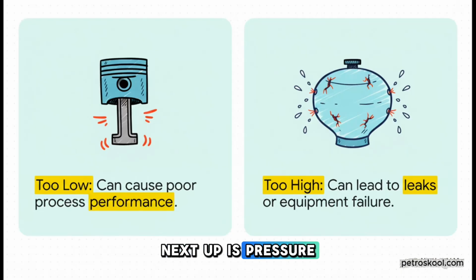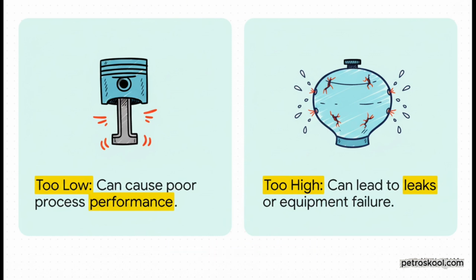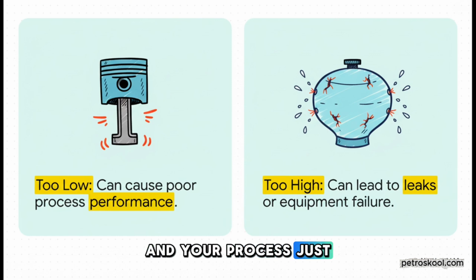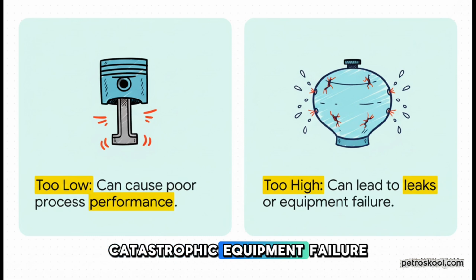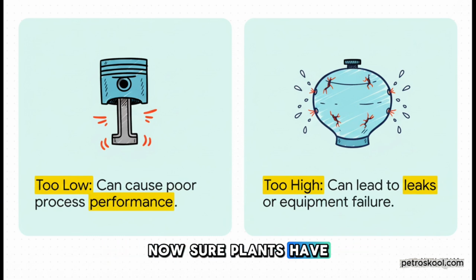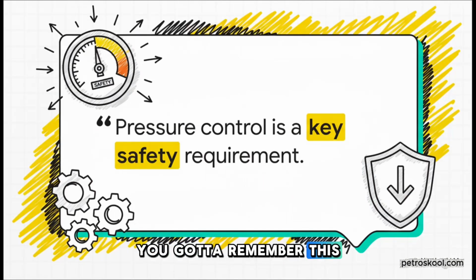Next up is pressure. That's the force that's constantly pushing on the inside of all your pipes and vessels. Too little pressure and your process just won't perform the way it's supposed to. But too much pressure? Well, that's where things get really serious. That can lead to leaks or, worst case scenario, catastrophic equipment failure. Now sure, plants have safety devices, but you, the operator, you are always the first line of defense. You gotta remember this. Managing pressure isn't just about making the process run well. It is one of your most critical safety responsibilities, period.